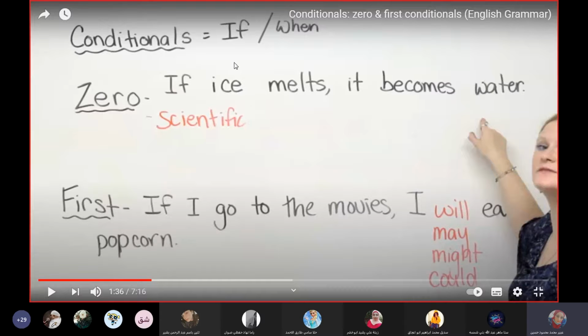We use if or when with present simple, and in the main clause present simple. Why do we use melts? Because we are talking about singular here.